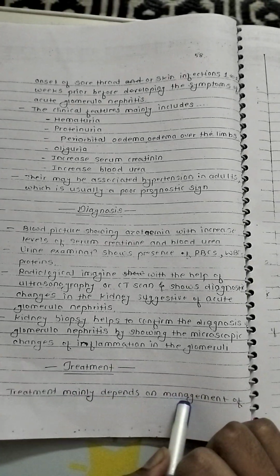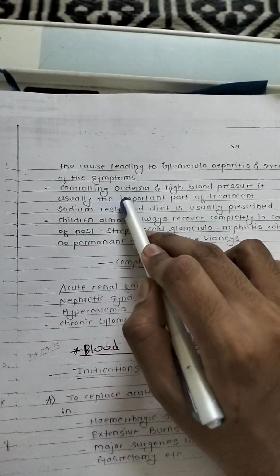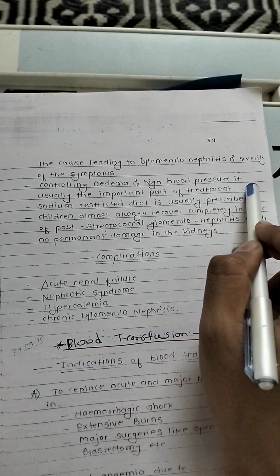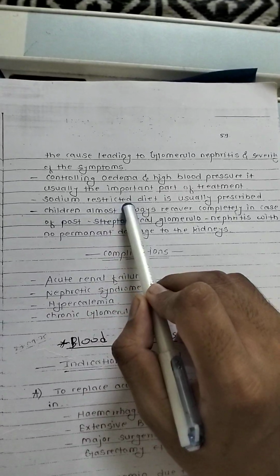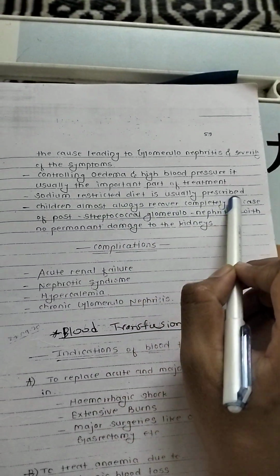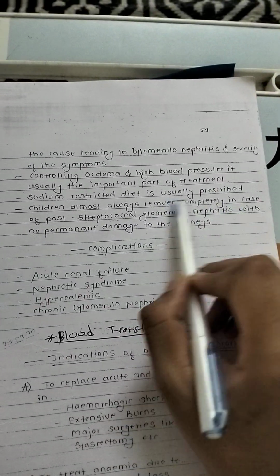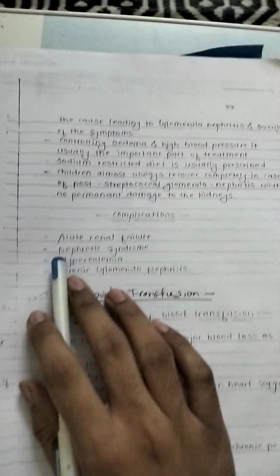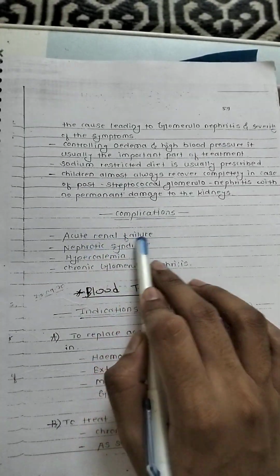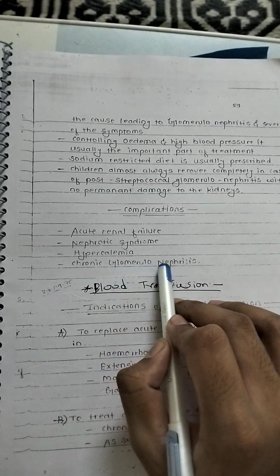Treatment mainly depends on management of the cause leading to glomerulonephritis and the severity of the symptoms. Controlling edema and high blood pressure is usually an important part of the treatment. A sodium-restricted diet is usually prescribed. Children almost always recover completely in the case of post-streptococcal glomerulonephritis, with no permanent damage to the kidney. Complications: acute renal failure, nephrotic syndrome, hypercalcemia, chronic glomerulonephritis.